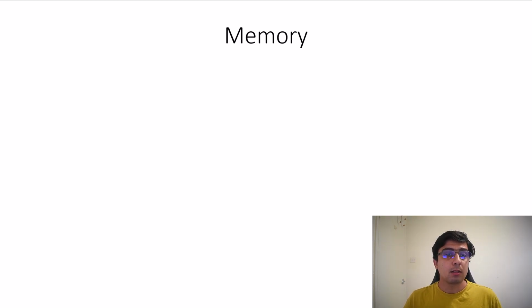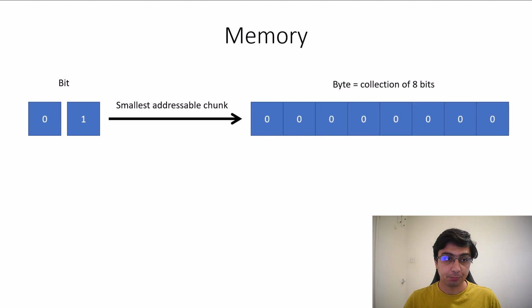Let's discuss some fundamental units of memory: bits, bytes, and words. A bit is the smallest unit of memory. Computers store data as a sequence of bits, each holding either a 0 or a 1. Computers organize memory as chunks of bits, and the smallest addressable chunk is called a byte. A byte typically consists of 8 bits.